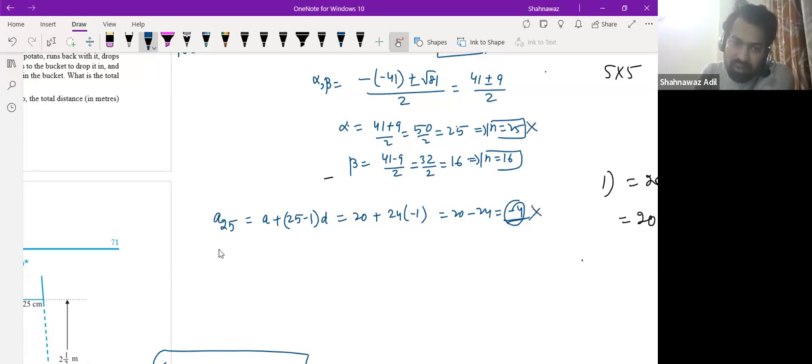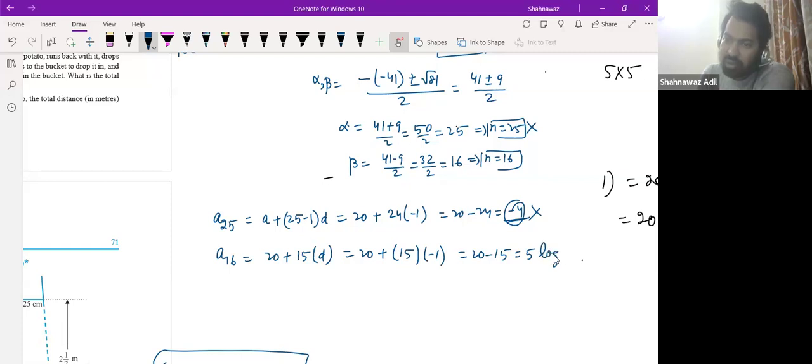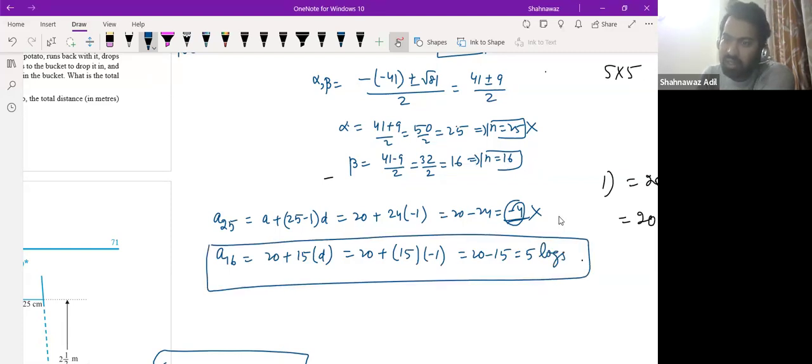And then we have, let's calculate 16. So this is how much? 20 plus 15 into minus 1. So 20 minus 15, which is 5. So these are the answers. N is 16 and last row logs are 5.